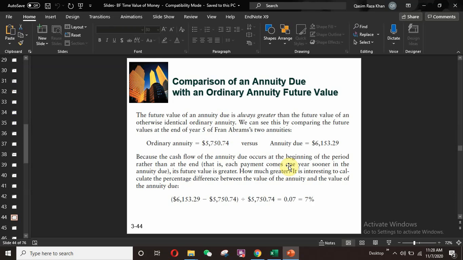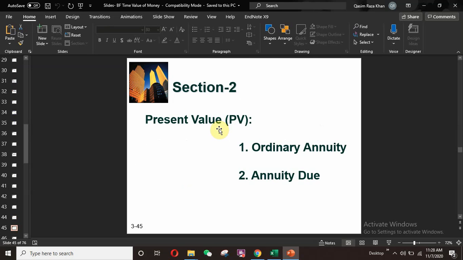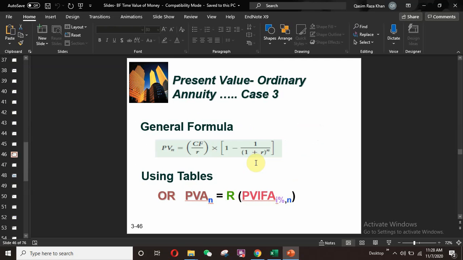So that was all about how we can find the future value under the ordinary annuity and annuity due investment plans. In section 2, we will learn about the present value, PV, of ordinary annuity and annuity due. So in case 3, we will learn about the present value of ordinary annuity.